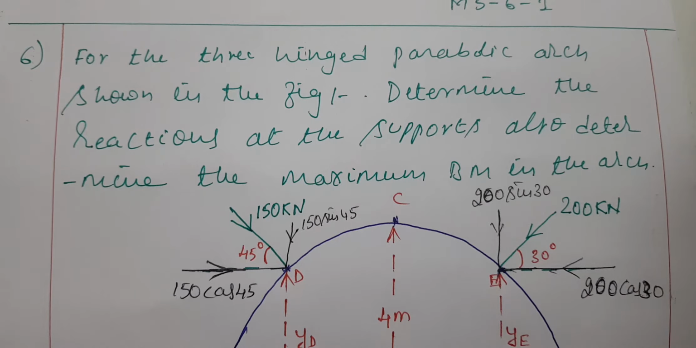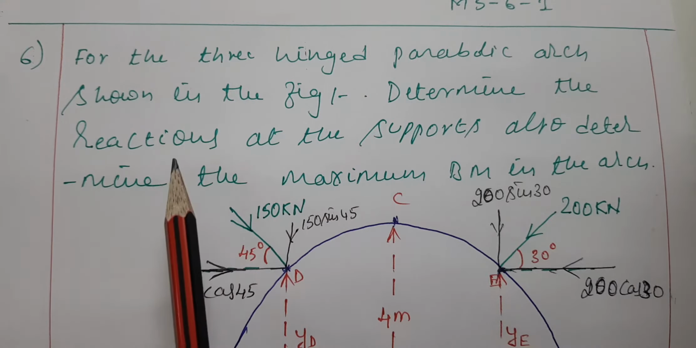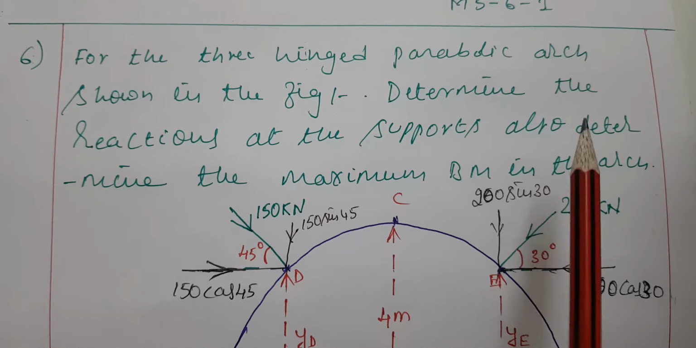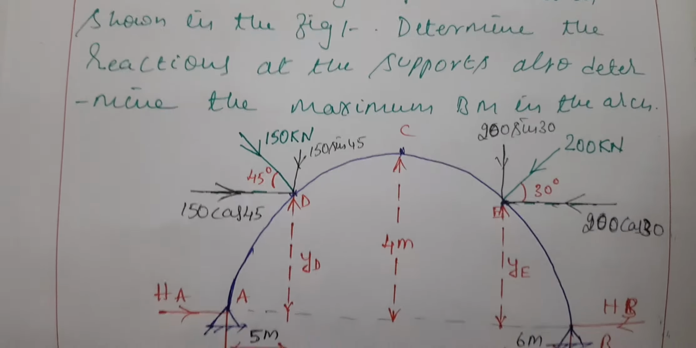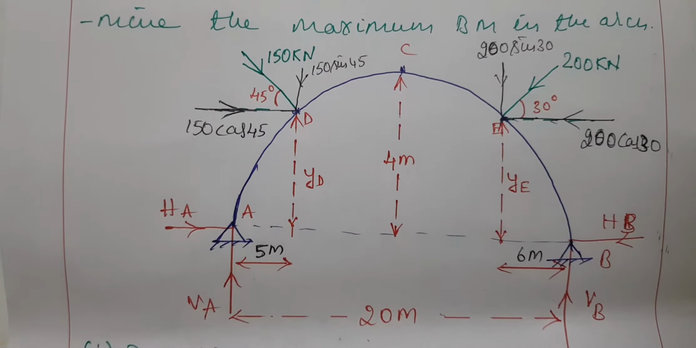The problem is as follows. A three-hinged parabolic arch is shown in the figure. Determine the reactions at the support. Also determine the maximum bending moment in the arch. Okay, the figure is as follows. Yeah, you came to know the figure.